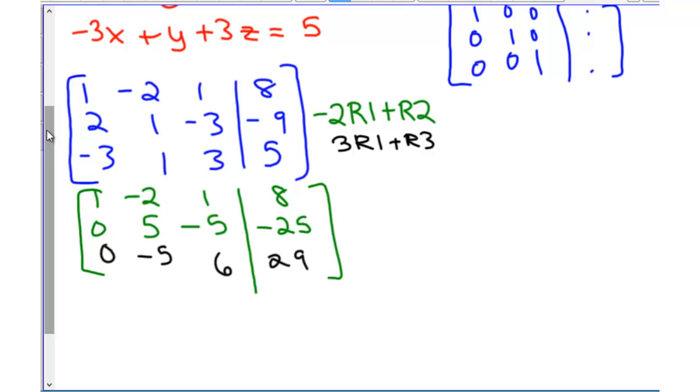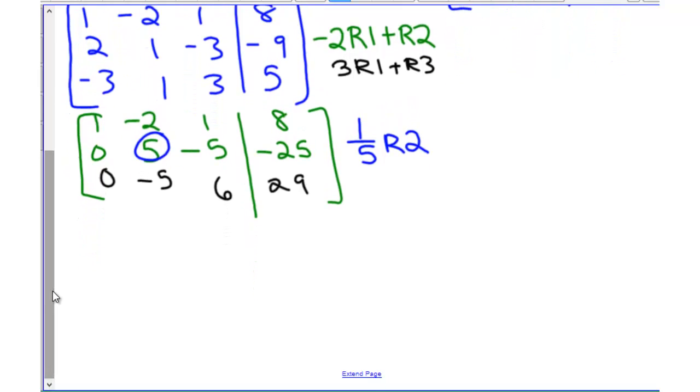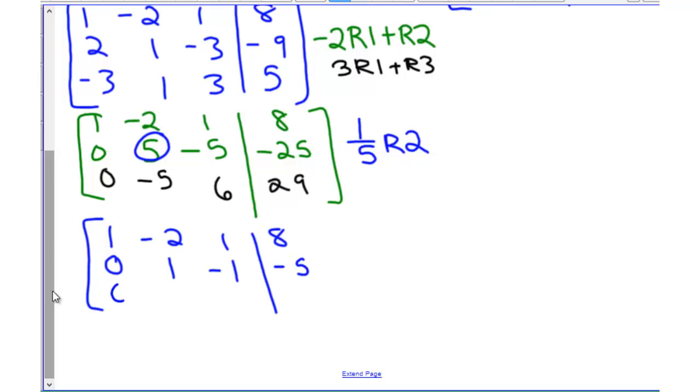Here we want this to be 1, and so to do that, we need to basically divide things by 5 in that row. So what we're going to say is 1/5 times row 2, because that's the same as dividing by 5. So that's the only thing that changes. So -5 divided by 5 is -1. -25 divided by 5 is -5.